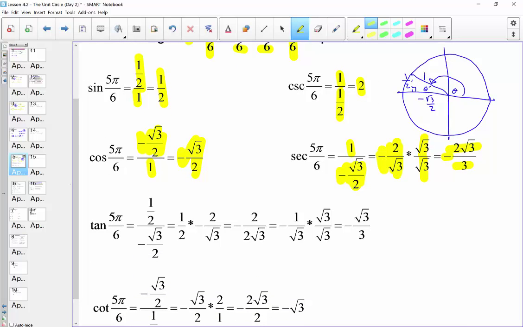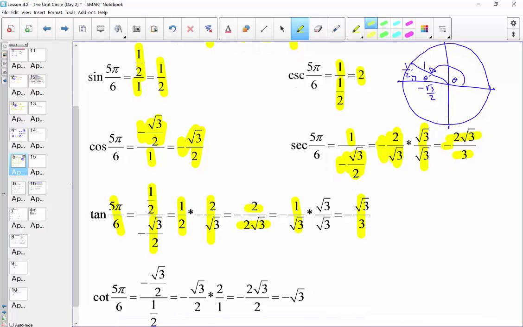Now we have the tangent. The tangent of 5 pi over 6 equals our opposite side, positive 1/2, over the adjacent side, negative square root of 3 over 2. So we have 1/2 times the inverse of the denominator, 2 over the square root of 3. And we have a negative 2 over 2 times the square root of 3. The 2's cancel. We're left with negative 1 over the square root of 3. Rationalize the denominator, and we get negative square root of 3 over 3.